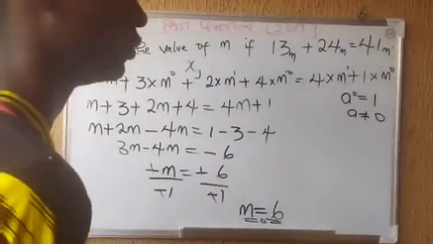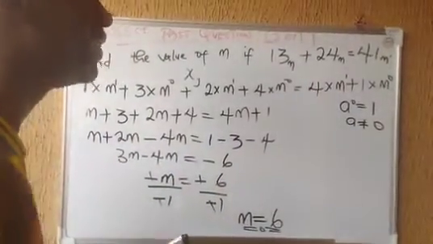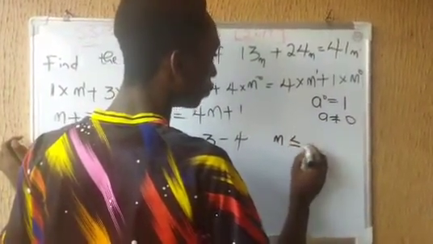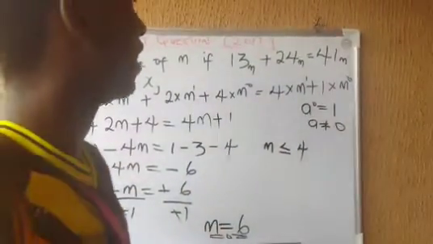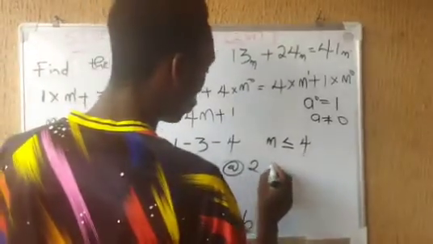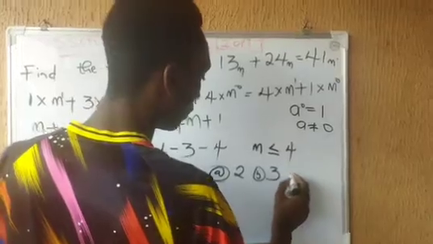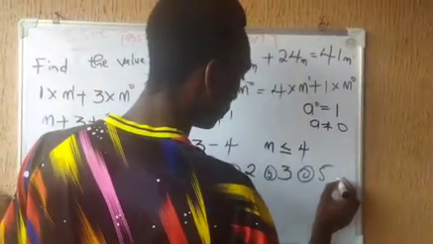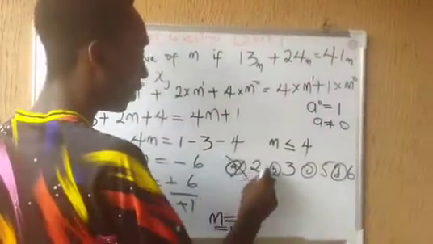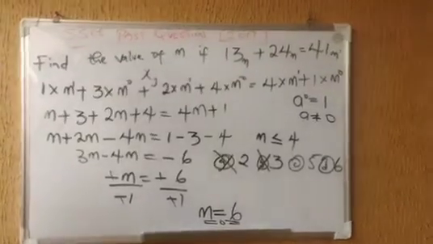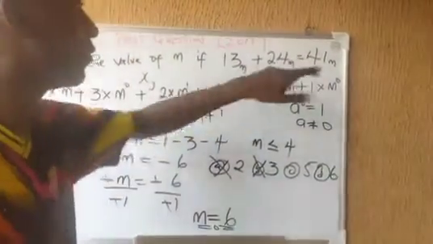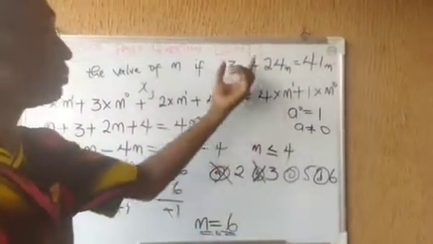Now, just like I said earlier on, the value of m can never be less than or equal to 4, because 4 is the highest number here. So when you look, let's say in the options, you are given A as 2, B as 3, C as 5, and D as 6. So even before solving, we have to rule out option A and option B, because these numbers can never be in base 2 or 3, because there is 4 here.